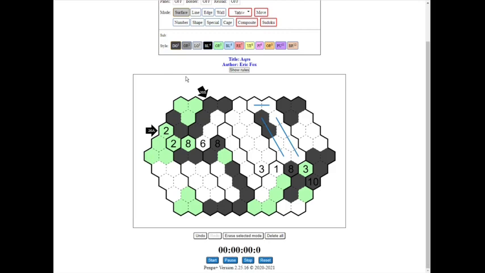Hexagonal puzzles are great. I think they're awesome. If you haven't picked that up already this far into the series, have you even been watching the series? If you haven't, go check out the rest. I mean, I think they're good.